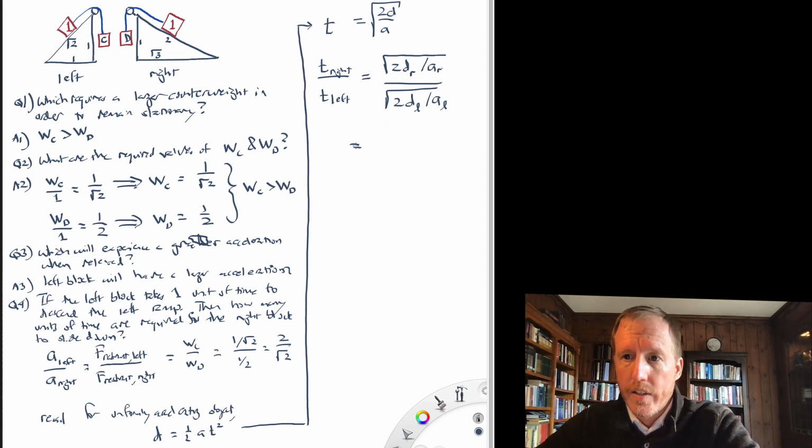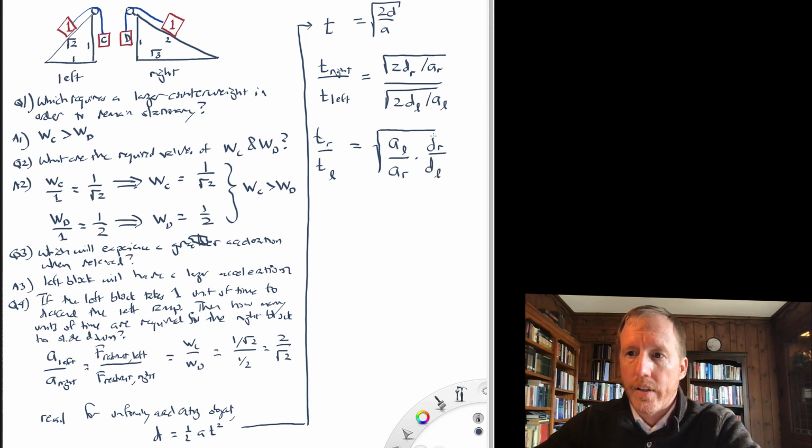Let's simplify this. The time it takes for the right block to slide down divided by the time it takes the left block to slide down is going to be equal to, I'm simplifying the right side now, the acceleration of the left block divided by the acceleration of the right block times the distance that the right block slides divided by the distance that the left block slides.